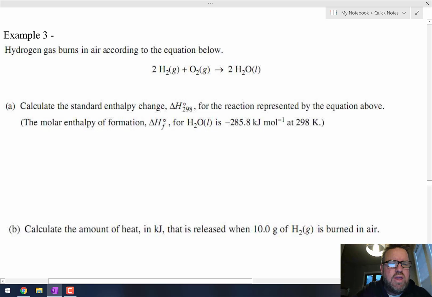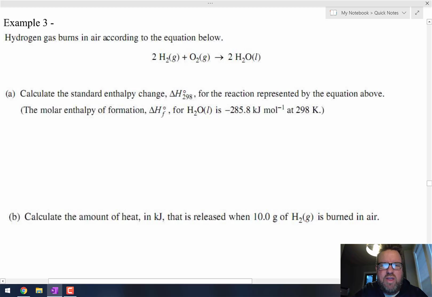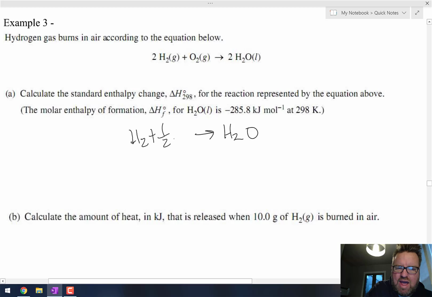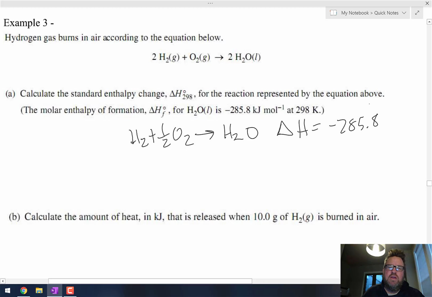Okay, calculate the standard enthalpy change for the reaction represented by the equation above. And all that they tell us is that the enthalpy of formation of water is negative 285.8. So you know that to form water, H2O, from its elements, you would need H2 plus half of an O2, and the enthalpy change for that would equal negative 285.8. Okay? So, in this case, we're doubling everything to not have the 1/2 of the O2 there, and so we have to double our enthalpy change.